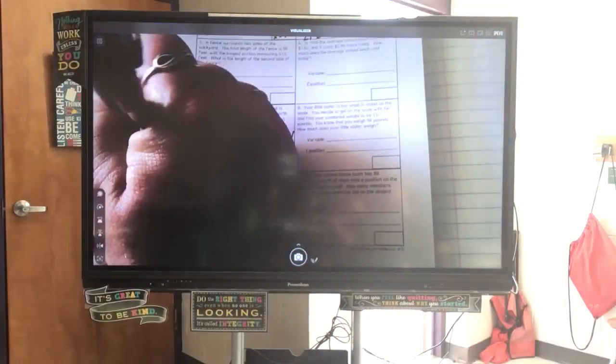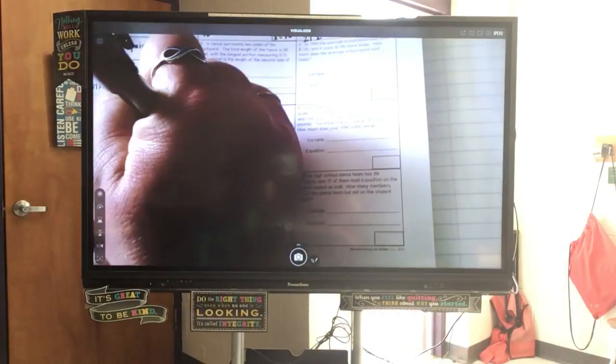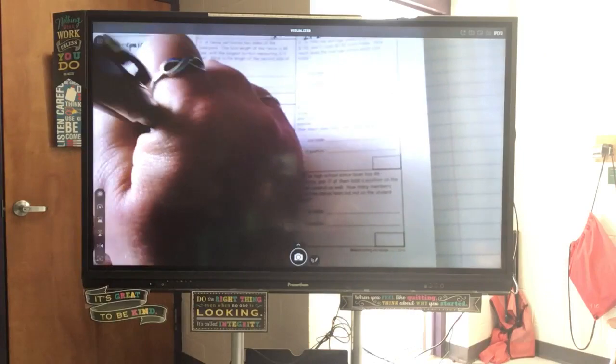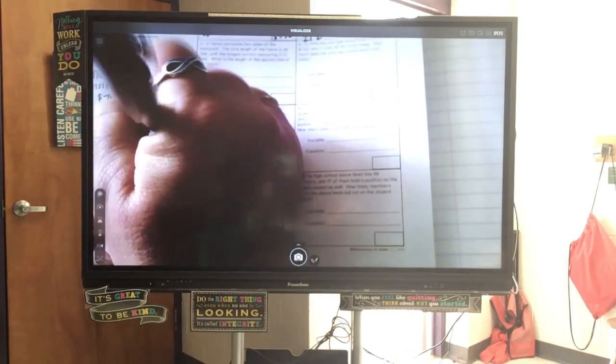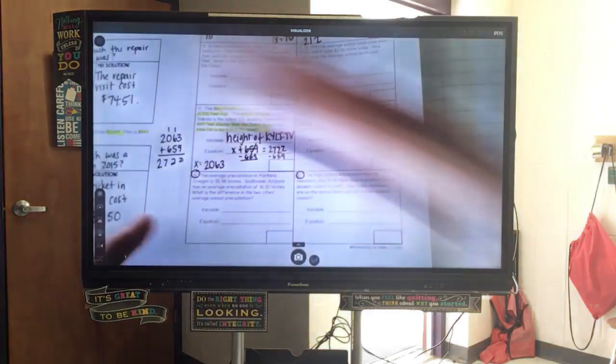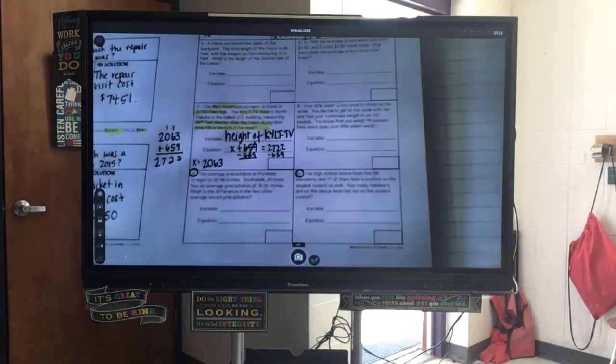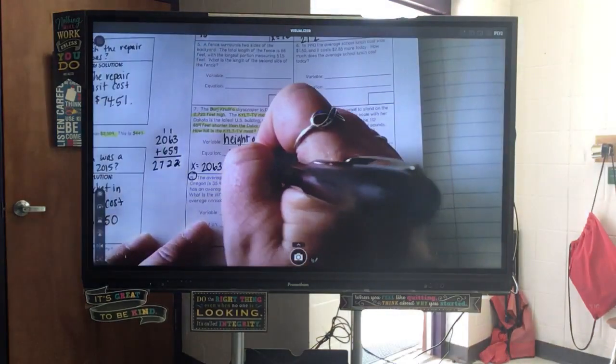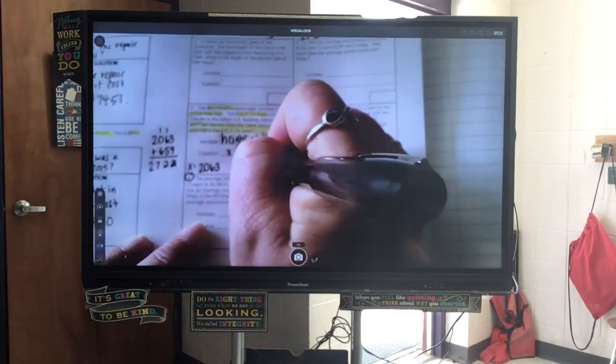Plug it back in. So I'm going to do 2,063 plus 659. And I get 2,722. So x equals 2,063.